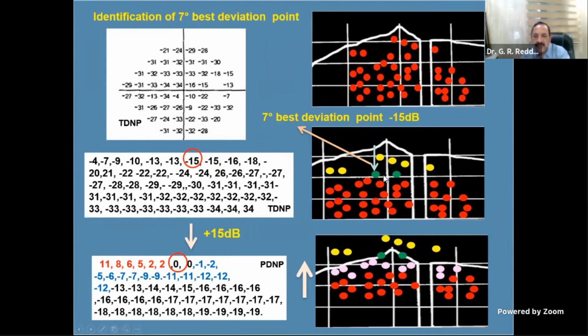Now the seventh best deviation point, now add +15. So you bring all the points above. The seventh best deviation to 0 means it is coming to the slope. While adding 15 dB to all the points, the first 6 points either come to the normal slope of field of vision, or they become above the hill of vision.